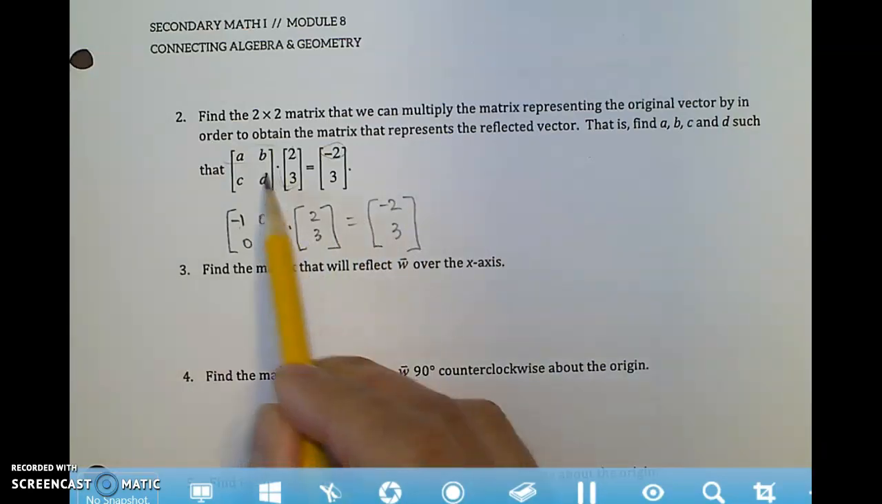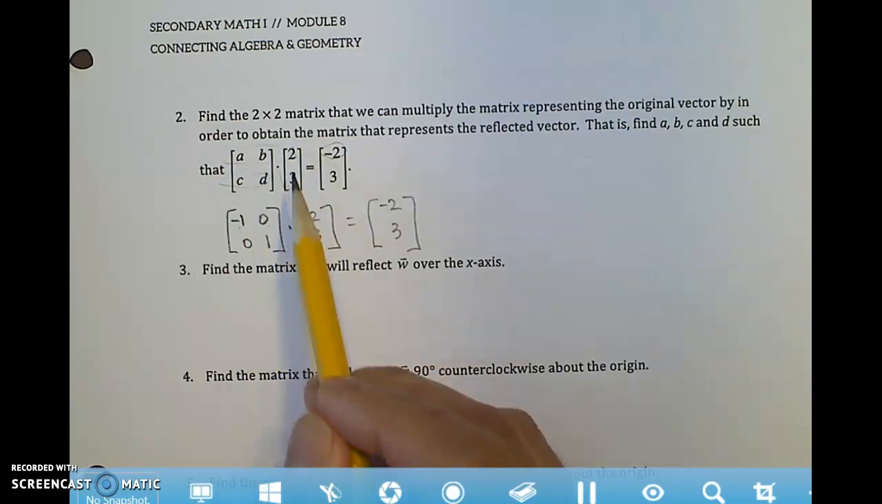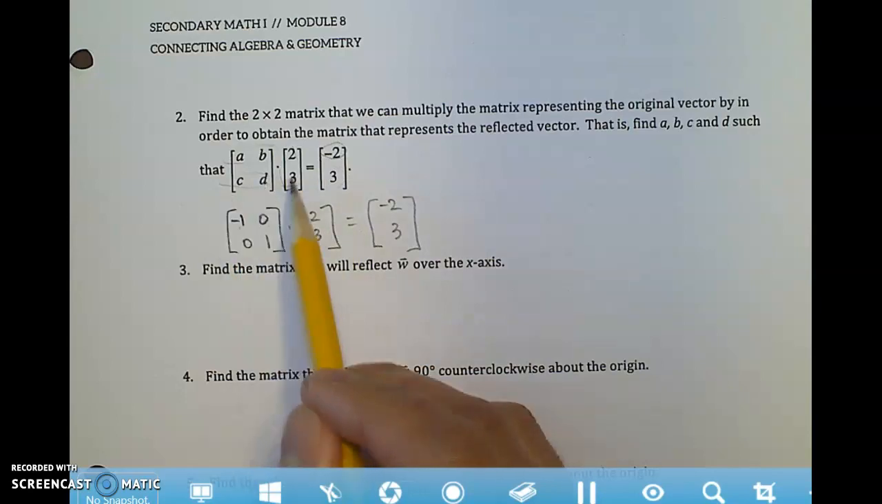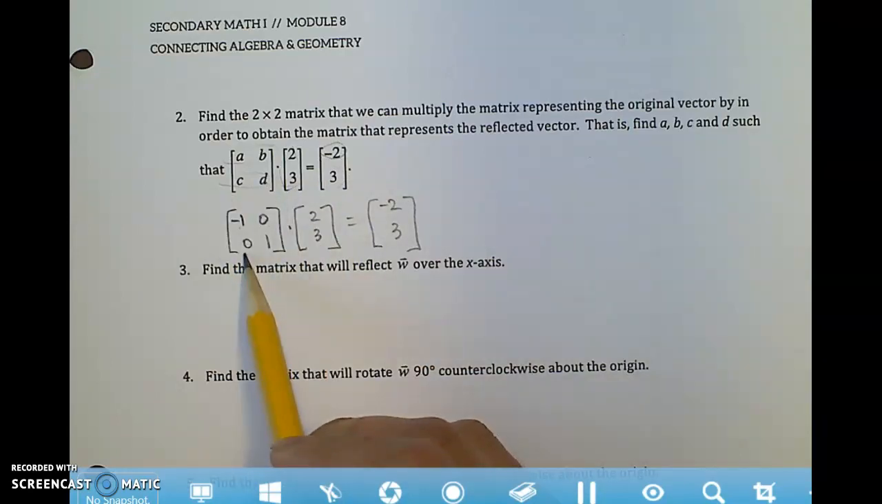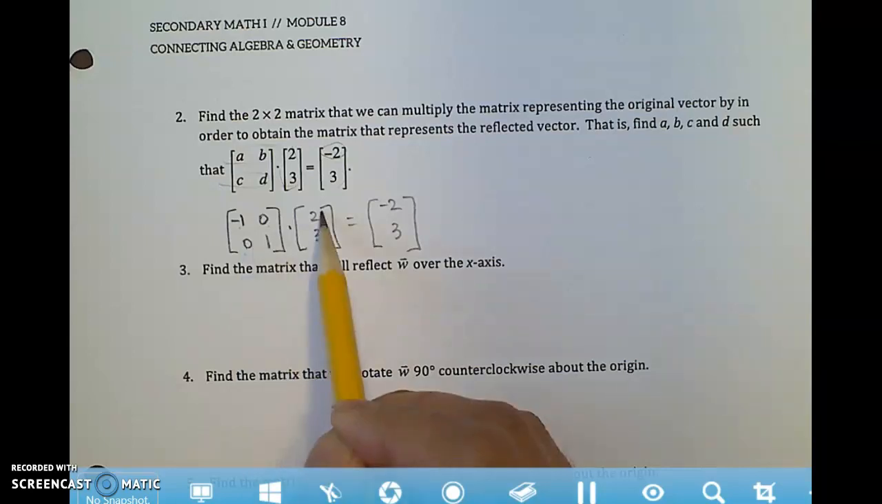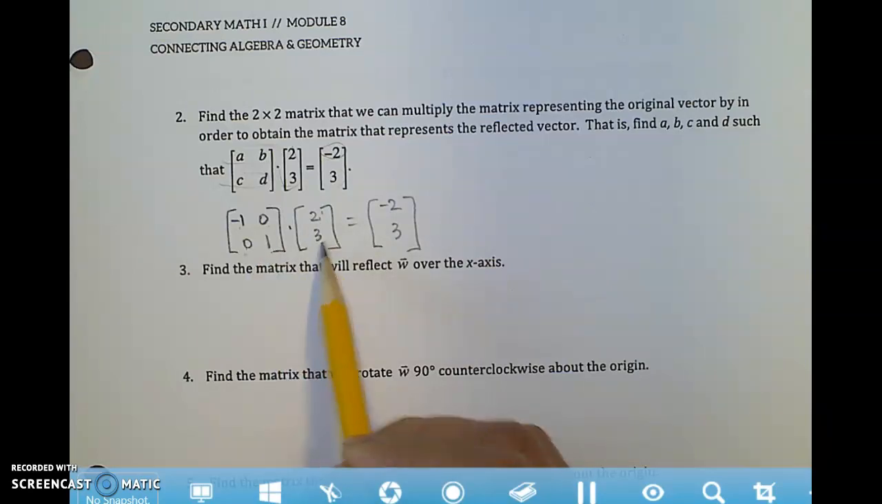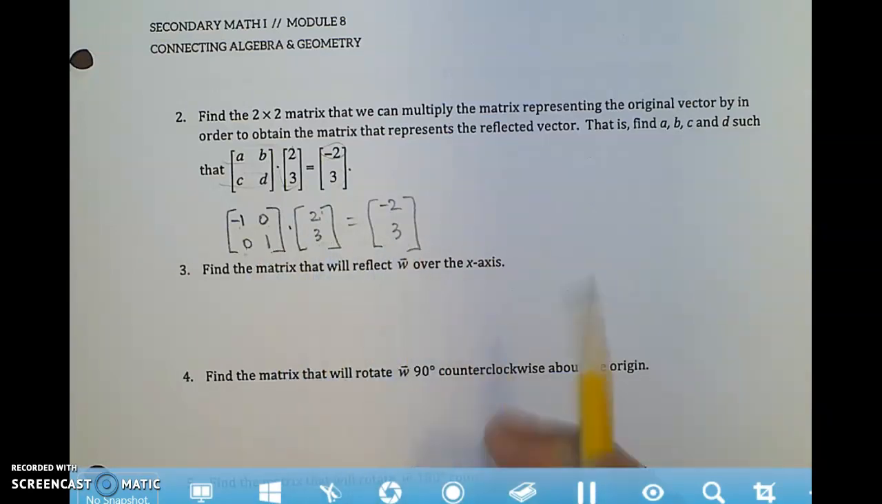Again, thinking row times column, you want the answer to be 3 here. So the CD row has to be 0, 1. 0 times 2 is 0, and then 1 times 3 is 3. So adding 0 plus 3 gives you 3.